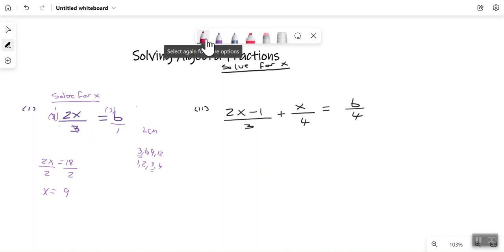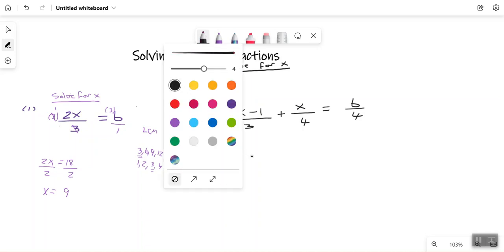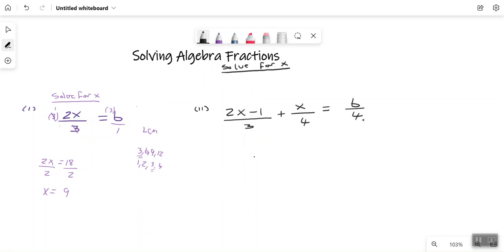So we want to look at each of these numbers at the bottom: 3, 4, and 4. So 3 and 4. We want to get the multiples of 3: 3, 6, 9, 12, 15, 18. And then the multiples of 4: 4, 8, 12, 16, 20. And we can see we identify the lowest common multiple. So the lowest common multiple is 12.